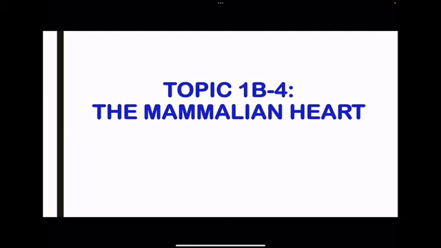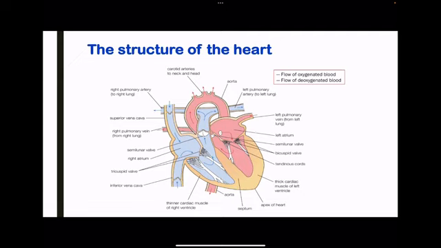Moving on to topic 1b4, the mammalian heart. So here we're looking at the structure of the heart. We can see there is what we call the right atrium here. This is where the deoxygenated blood enters the heart. And then we have the inferior vena cava, of course. This is bringing blood from the lower part of the body, and the superior vena cava bringing blood from the upper part of the body, meaning the head as well as the arms.